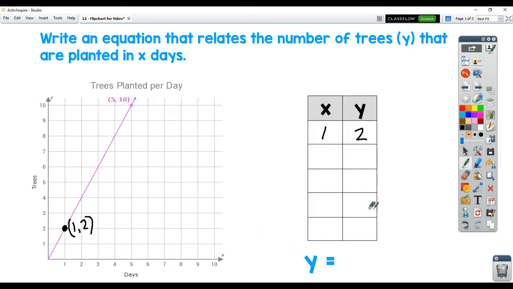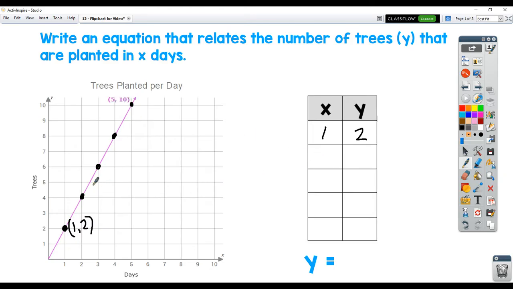It's usually good to aim for about 5 values if you can. Then the pattern should be pretty evident to you. So my next value, if I go over 2 days, you'll see that there are 4 trees planted. 3 days, there are 6 trees planted. You might already see the pattern. Do you see it? If you go over to 4 days, there'll be 8 trees planted. And then 5 days, you can see that one's actually labeled for us already. 10 trees planted after 5 days.